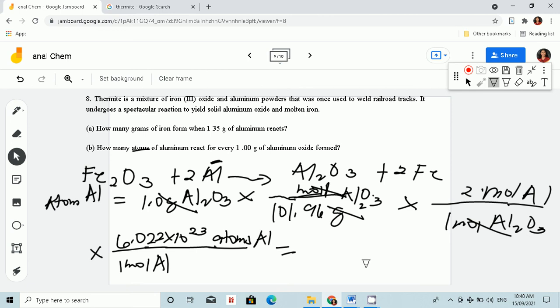We are done. So in every 1 gram of aluminum oxide, there are 1.18 times 10 to the 22 atoms of aluminum that react.